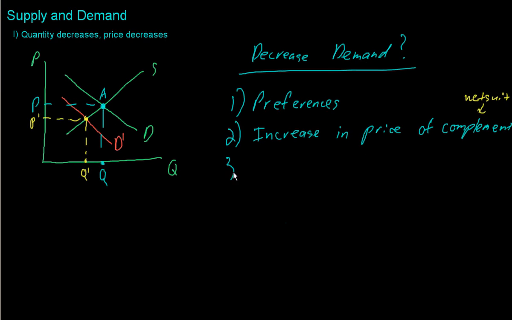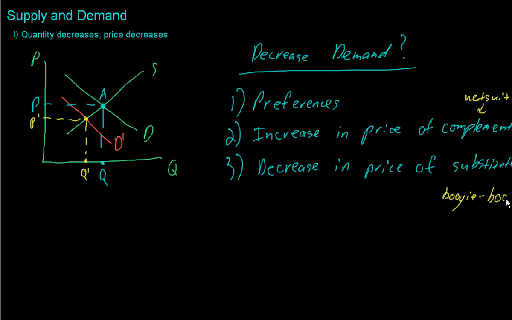The third thing would be a decrease in the price of a substitute. So again, just like in the other video, a good substitute for a surfboard is a boogie board. And so if boogie boards are all of a sudden cheaper, more people will buy boogie boards and fewer people will buy surfboards, so that will lower demand for surfboards.